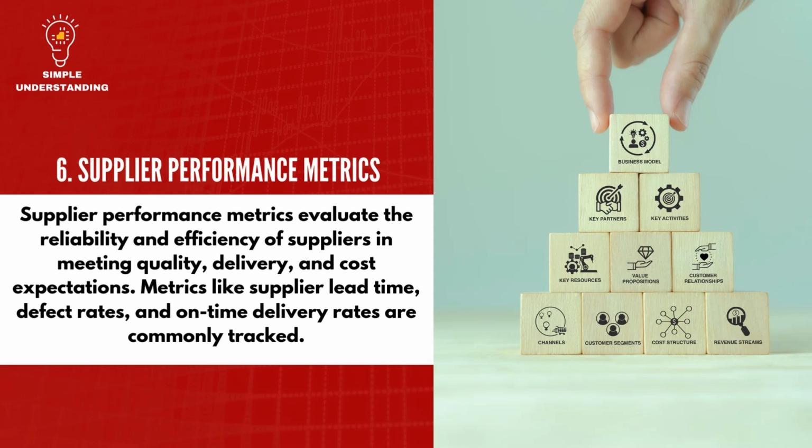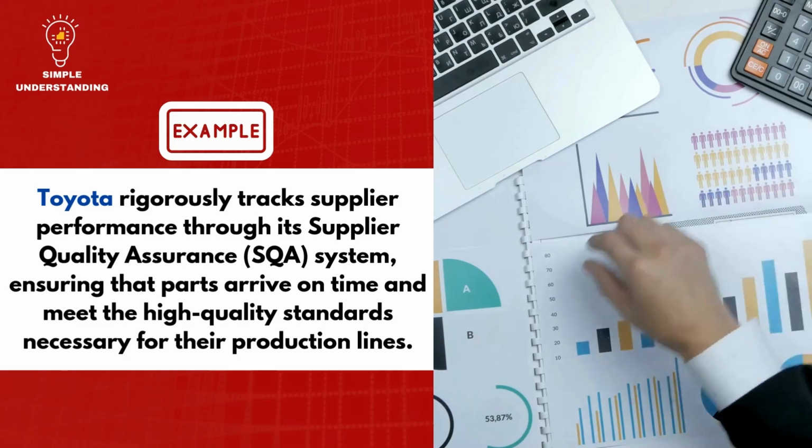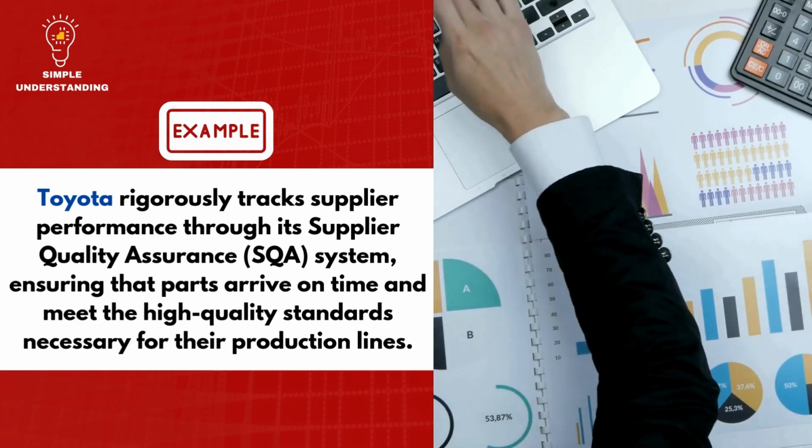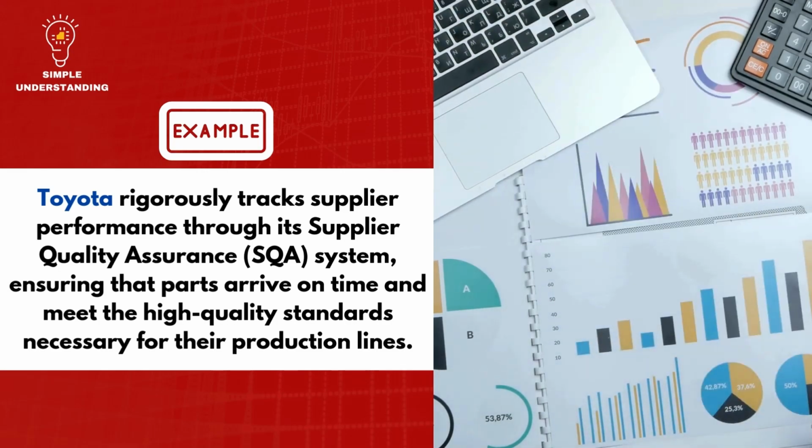6. Supplier performance metrics. Explanation. Supplier performance metrics evaluate the reliability and efficiency of suppliers in meeting quality, delivery, and cost expectations. Metrics like supplier lead time, defect rates, and on-time delivery rates are commonly tracked. Example: Toyota rigorously tracks supplier performance through its Supplier Quality Assurance (SQA) system, ensuring that parts arrive on time and meet the high-quality standards necessary for their production lines.